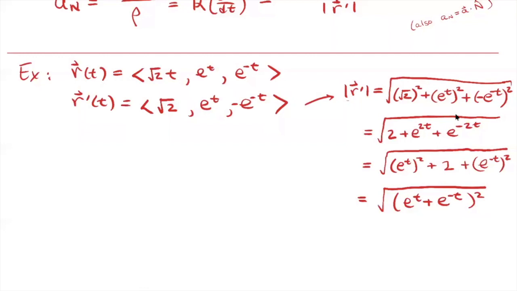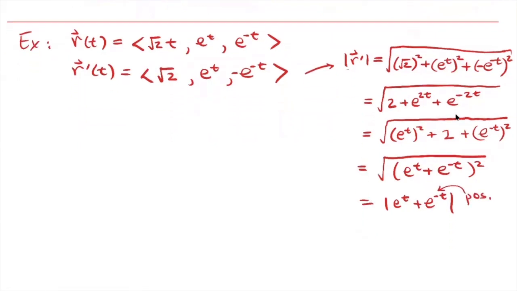So technically, you would do absolute values here: absolute value of e to the t plus e to the negative t. But e to anything is always positive, so I'll make that note. This thing is positive, so I will drop the absolute values and say that the magnitude of r prime is e to the t plus e to the negative t. Isn't that gorgeous? I told you you're going to love it.